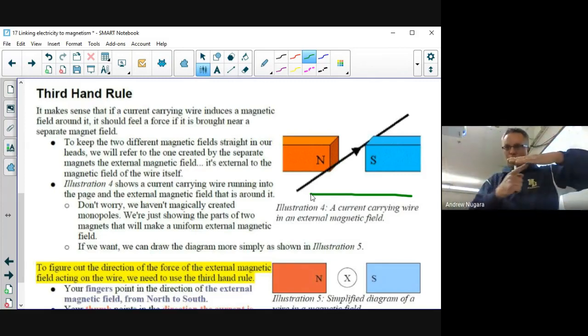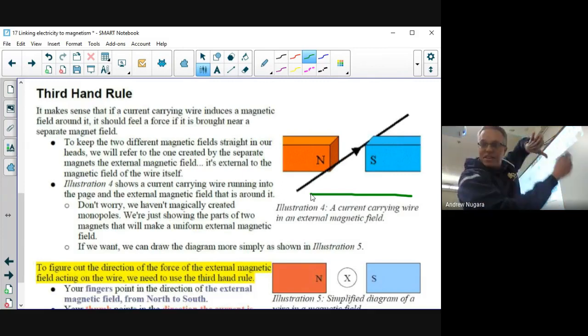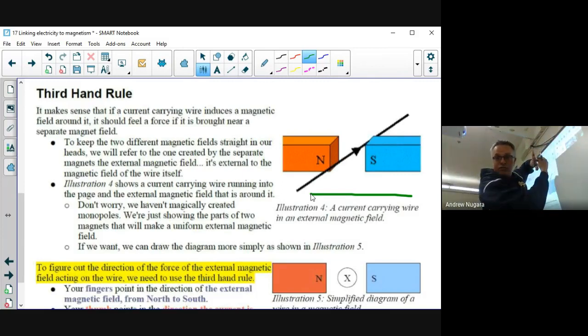And your fingers are going to point in the direction of the magnetic field, always from the north to the south. So in this example, I would point my thumb into the board, and then I would orient my fingers so they're pointing from the north to the south. So I'm actually going to have to twist them around this way, like that. Oh, that's awkward. And your palm then faces in the direction of the magnetic force. So in other words, there's my thumb going into the board, there's my fingers going from the North Pole to the South Pole, and my palm faces upwards. So in other words, that wire is going to feel a magnetic force pushing it up.